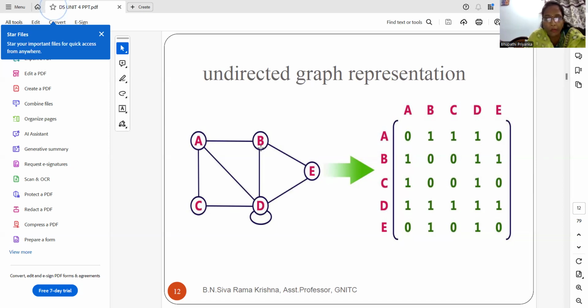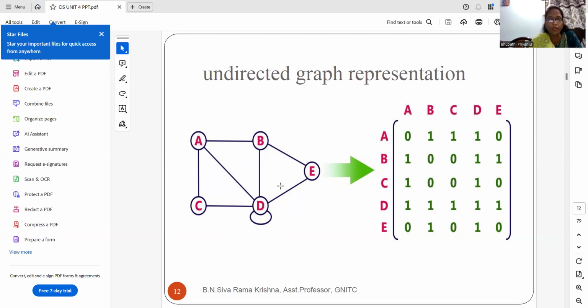Next, D to B, 1. D to C, 1. D to D. Here it is a self loop. It means there is a connection on the D vertex. This is nothing but a self loop. That is why here we are taking D to D as 1. Next, D to E, 1.